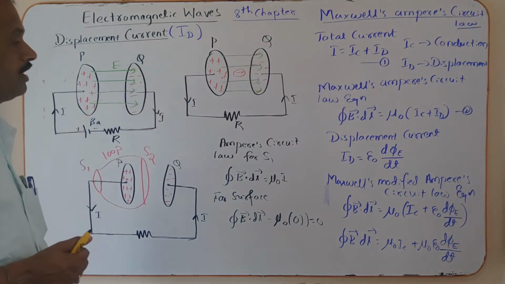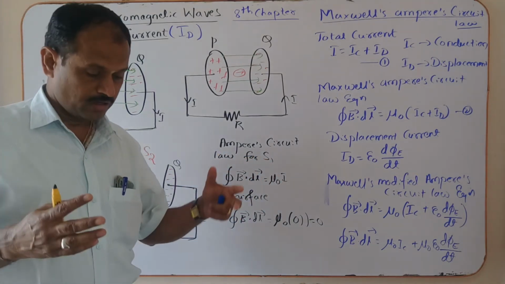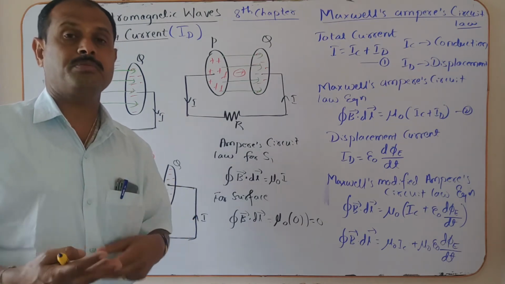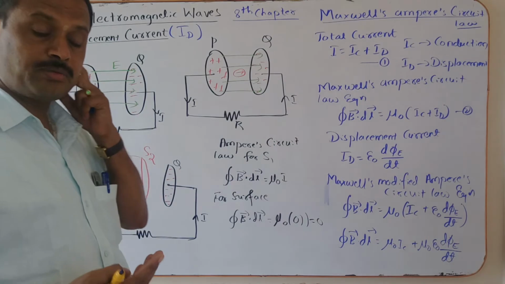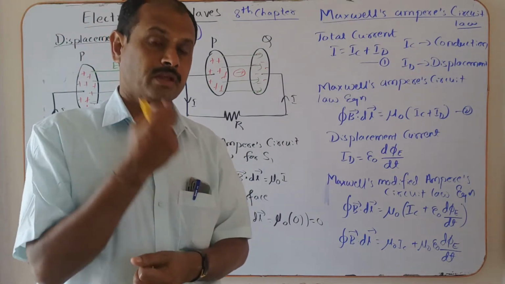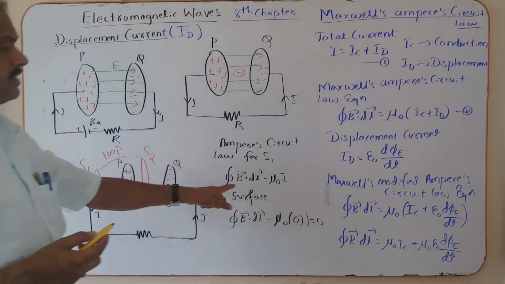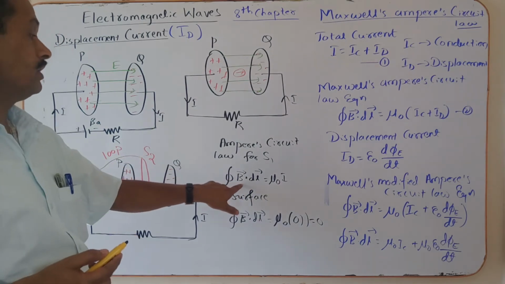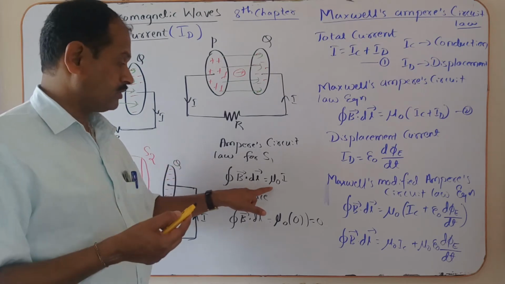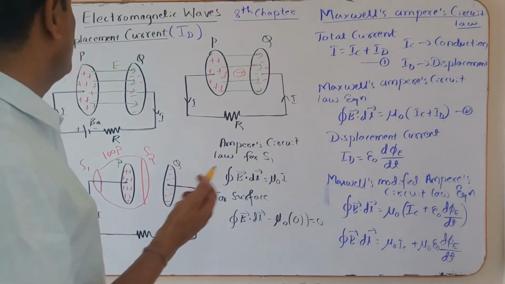Now you already know Ampere's circuit law from the previous chapter. The line integral of the magnetic field over any closed circular path is equal to mu naught times the current threaded through that surface, the current flowing through the conductor. That is Ampere's circuit law: the line integral of the magnetic field around any closed path or loop is equal to mu naught times the current threaded through the surface of the loop.